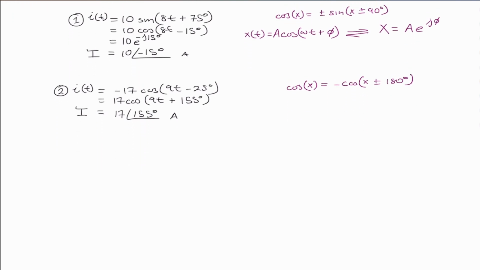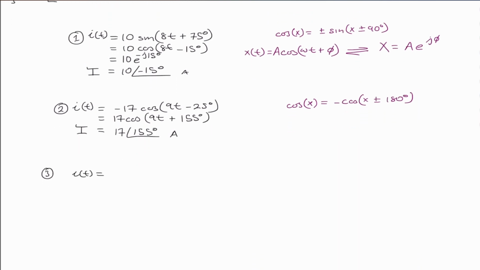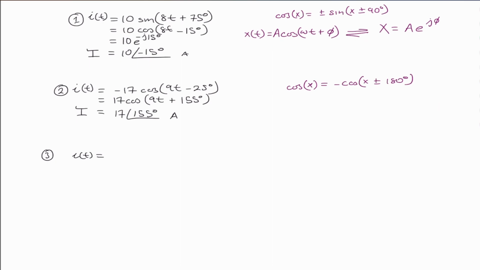So now we move on to signal 3, i_3 of t, and that's equal to 8 cosine of omega t, so that's 6t minus 45 degrees, minus 5 sine of omega t, which is 6t, and I can just put a plus phi in there, plus 0. Doesn't matter what you want to do. The angle is 0 in this case, so I can put a 0 in there.